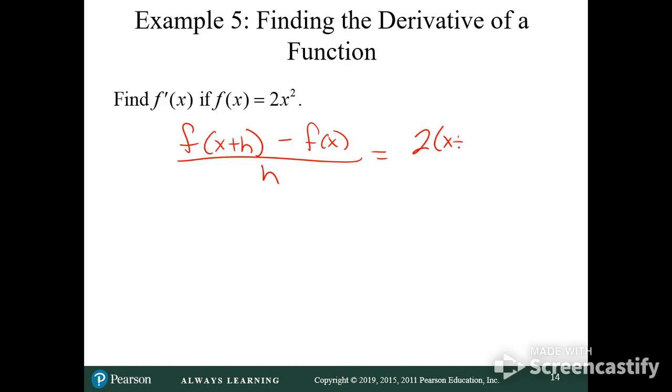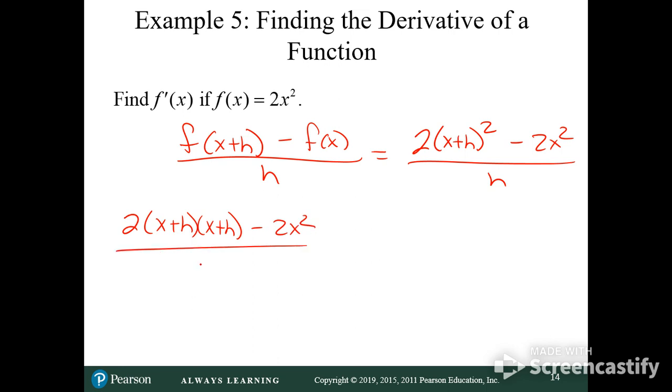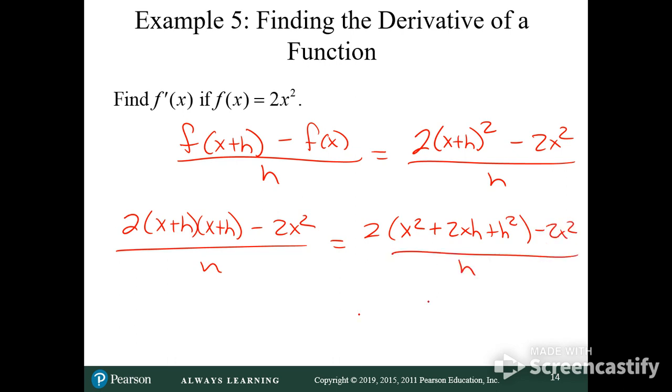So 2 times x plus h squared minus 2x squared all over h. So what's x plus h squared? Well, it's x plus h times x plus h. x times x is x squared. Outers is xh, inners is xh. What's 1xh plus 1xh? 2xh plus h squared minus 2x squared over h. So you get 2x squared plus 4xh plus h squared minus 2x squared all over h.